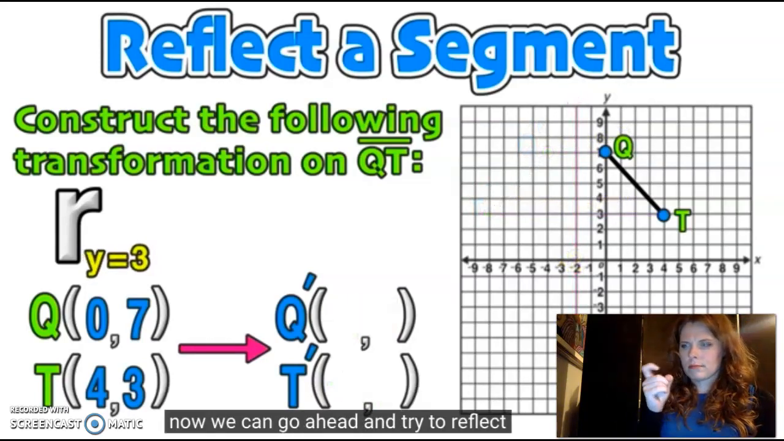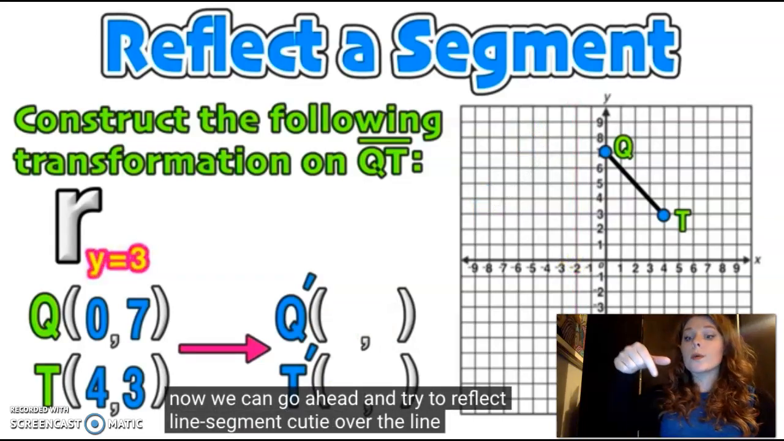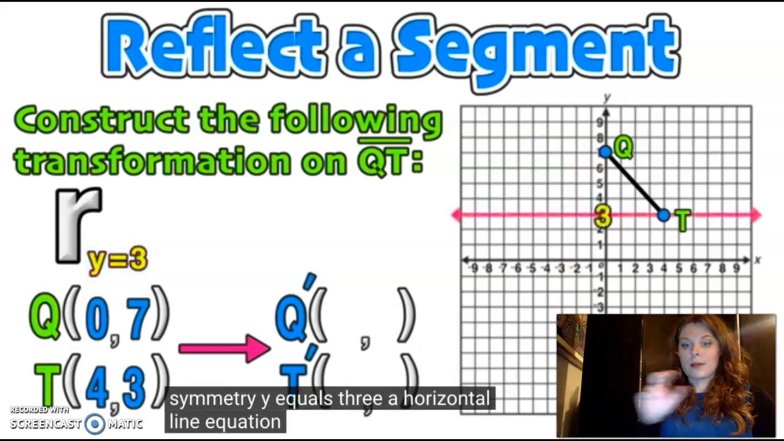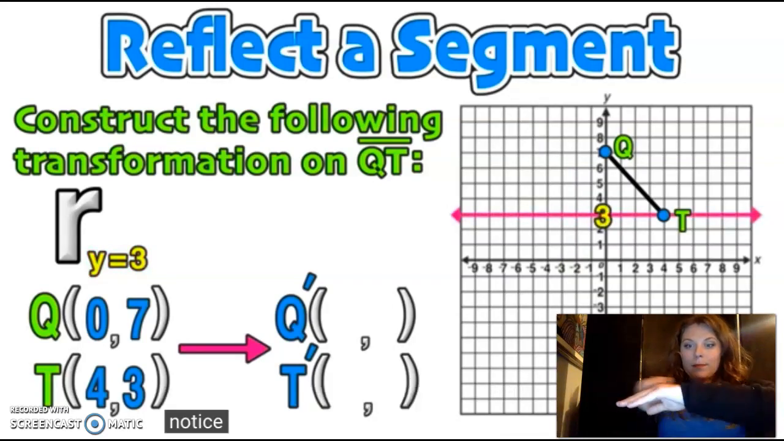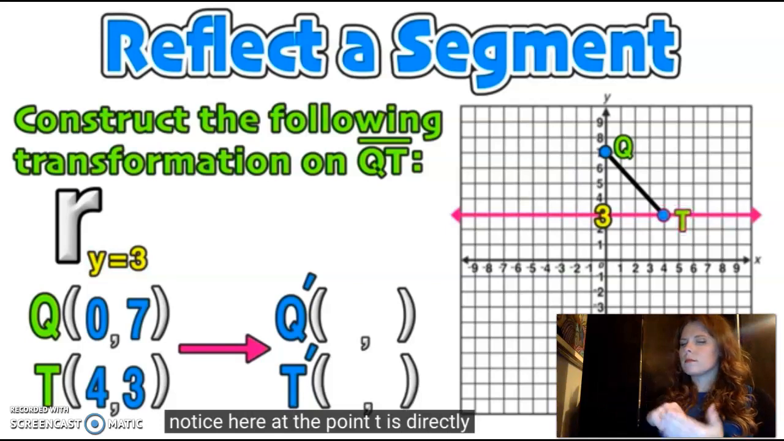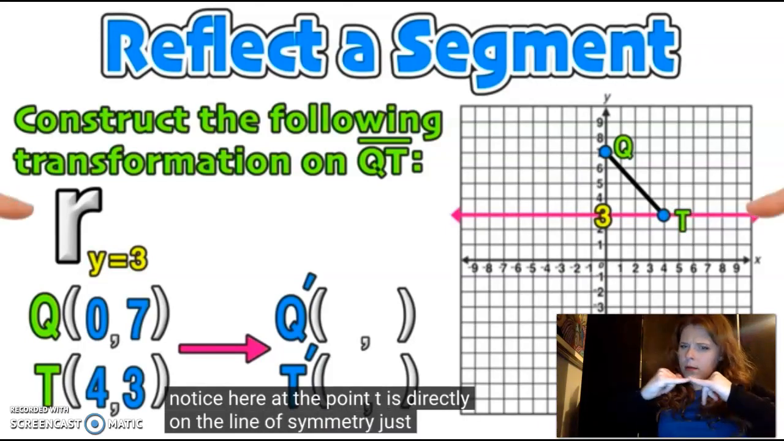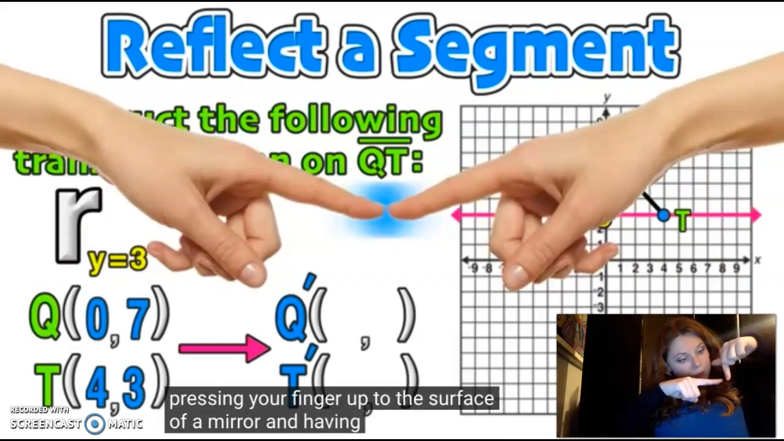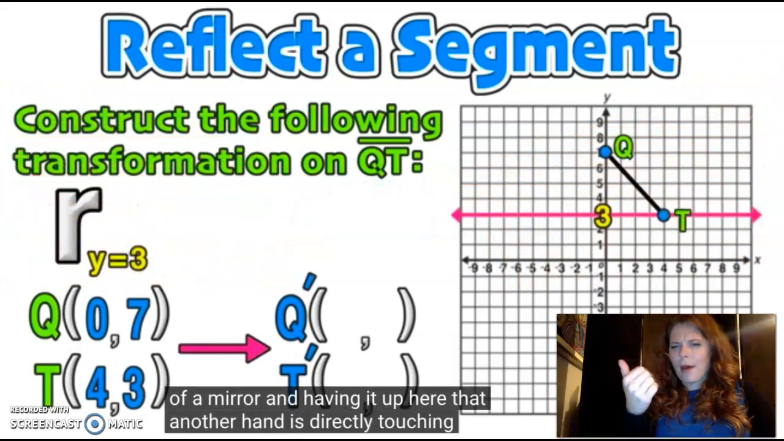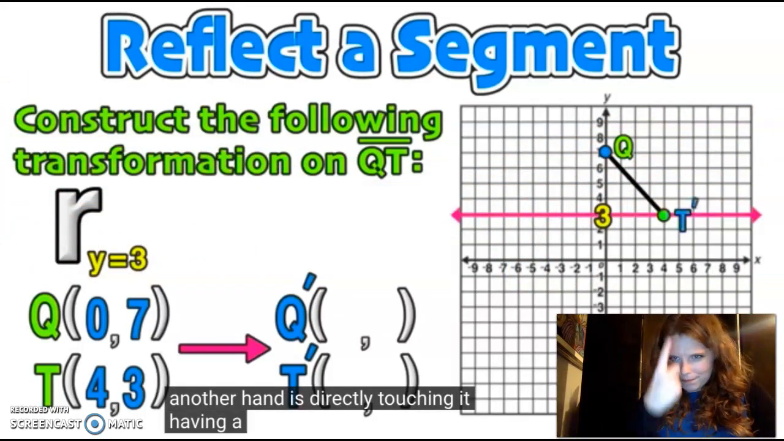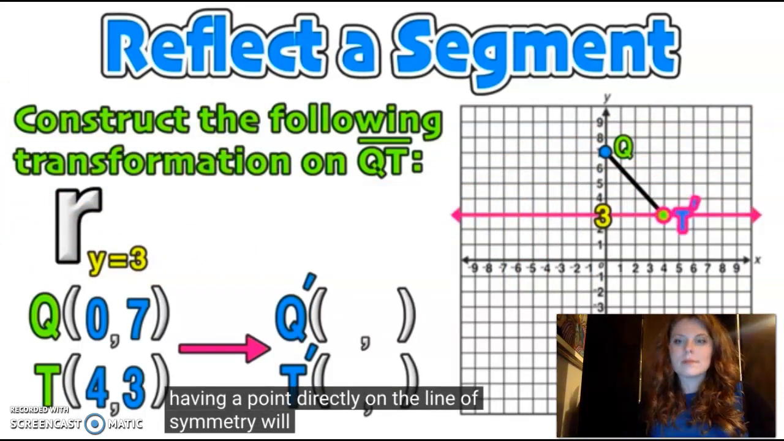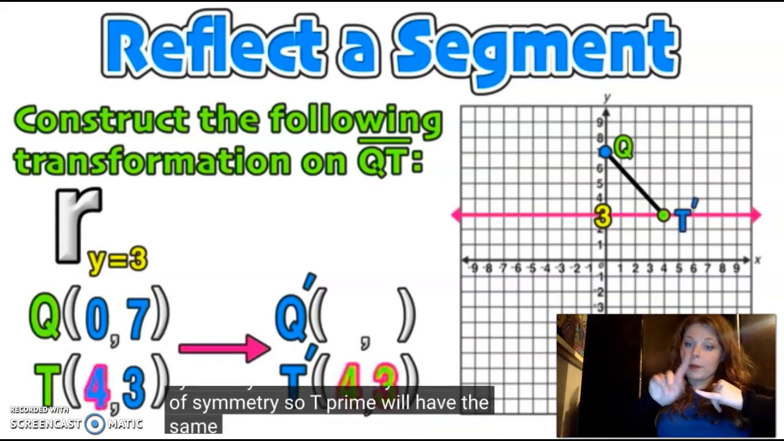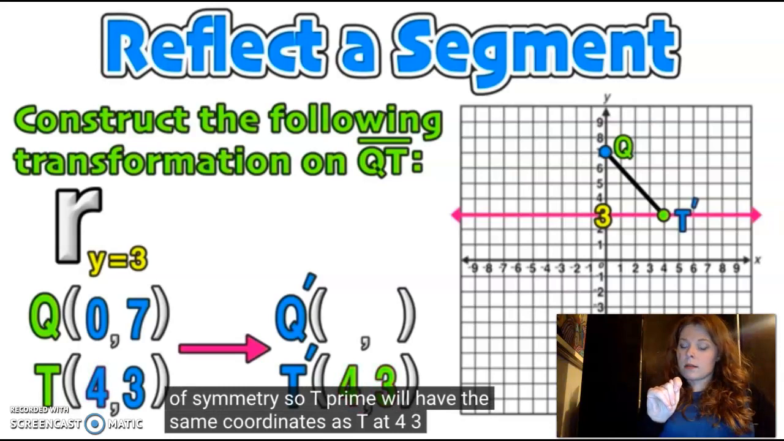Now we can go ahead and try to reflect line segment QT over the line of symmetry y equals 3, a horizontal line equation. Notice here that the point T is directly on the line of symmetry. Just like pressing your finger up to the surface of a mirror and having it appear that another hand is directly touching it, having a point directly on the line of symmetry will have it stay on the line of symmetry. So T prime will have the same coordinates as T at (4, 3).